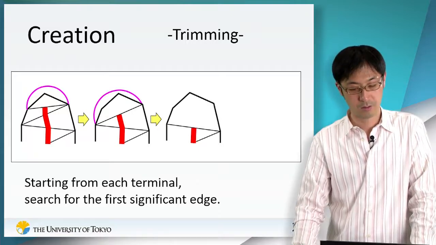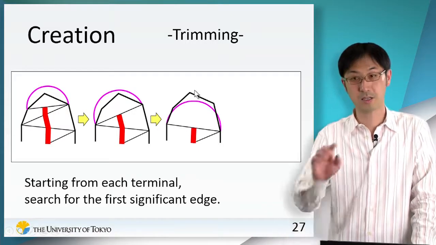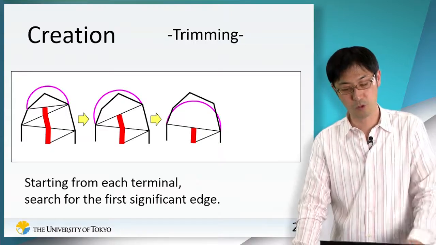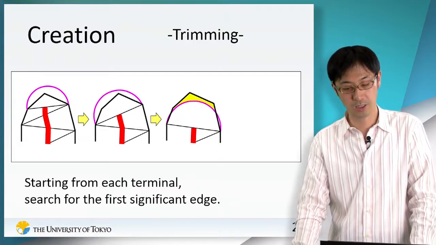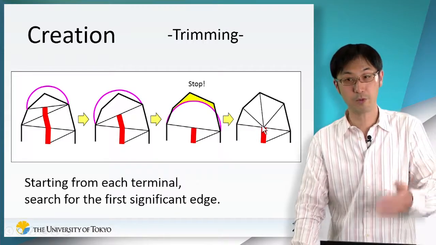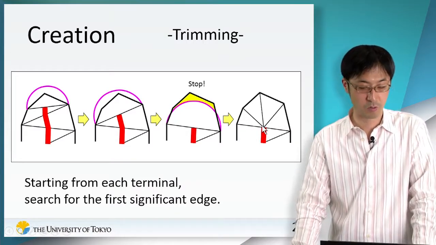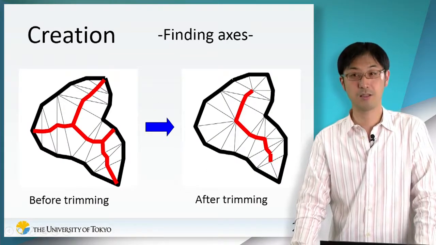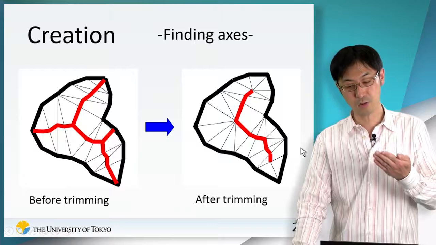And now, if some vertices are outside the circle, then we stop the trimming operation, and then you will get these terminal triangles. So that's the trimming operation. And after applying this operation, you get this ideal shape. And this is almost done.